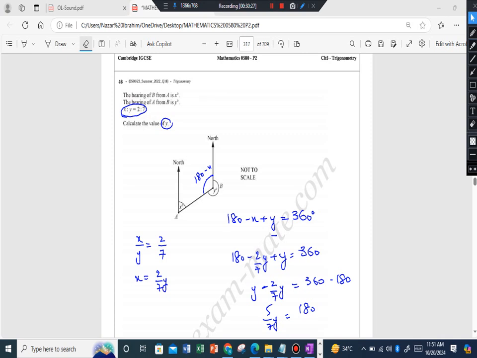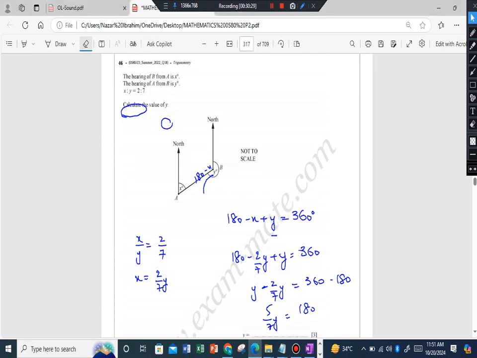Moving further, this will be y is equal to 180 multiplied by 7 upon 5, right? So 180 multiplied by 7 divided by 5, I'm getting 252, right? So y is equal to 252 degrees. Clear?